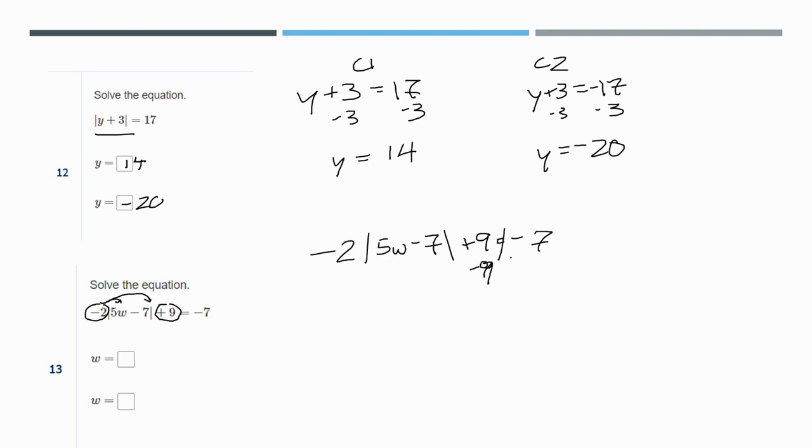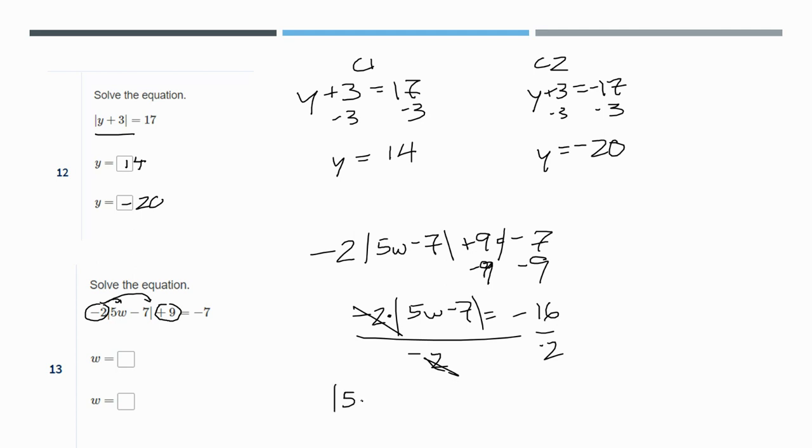Subtract 9 on both sides, and we get negative 16 on the right equals negative 2, absolute value of 5w minus 7. Well, when we see a number up against the absolute value, it's the same as parentheses where it's being multiplied, but we want to undo it. So we're going to divide by a negative 2. In this case, that leaves us with absolute value 5w minus 7 is equal to a positive 8.